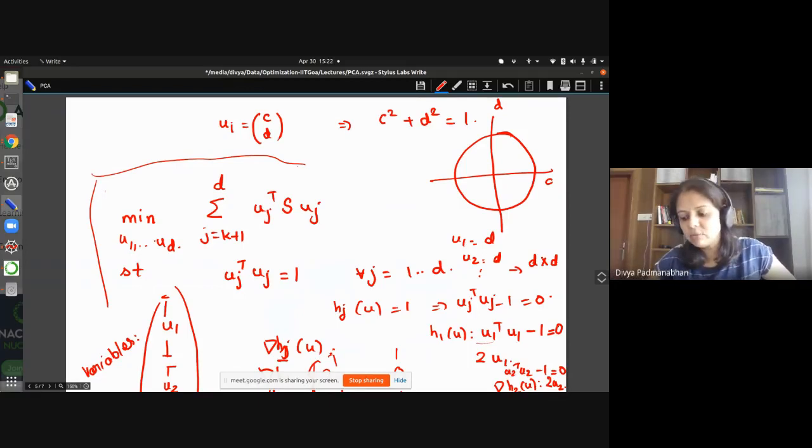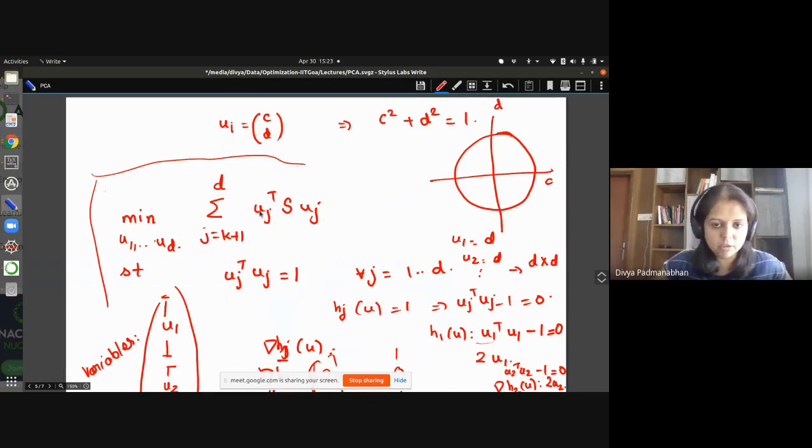So you try with a smaller set of constraints, and if it anyway satisfies the optimum, if it satisfies those constraints which you ignored, then it's fine anyway. Even in general, ideally, you could start by ignoring this, uj transpose uj equals 1. Why have that? If you solve this unconstrained problem and it turns out that it satisfies these constraints, then it's even better.